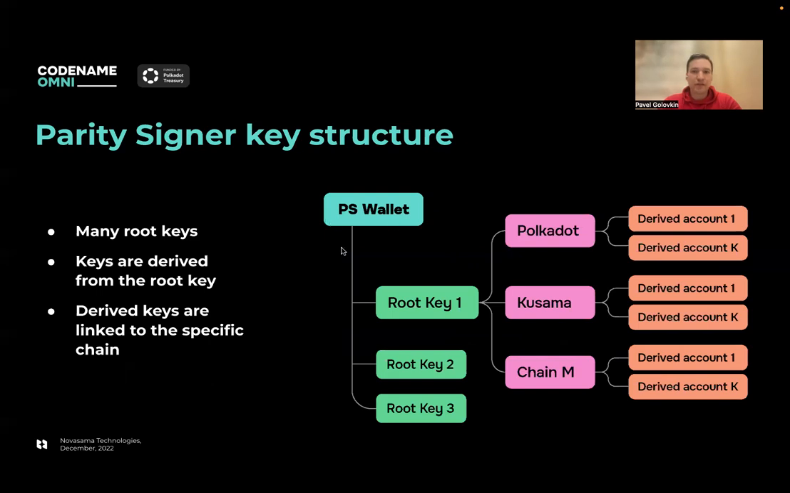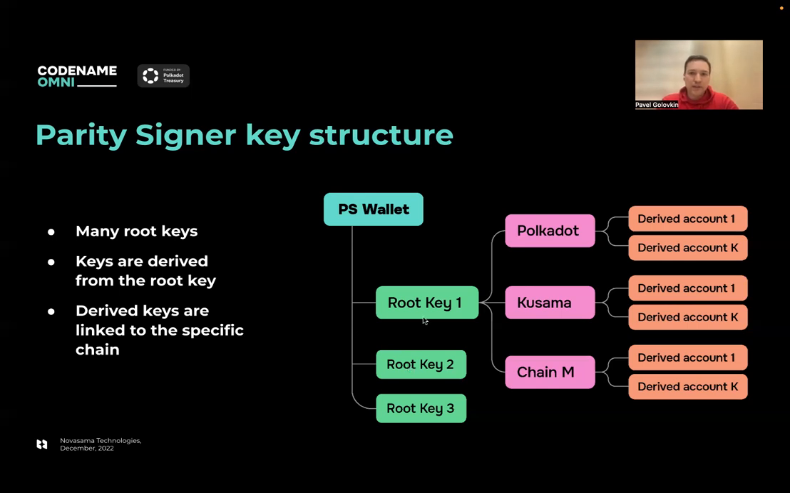So in the Parity Signer application, you can have root keys, and the root keys may be imported using a seed phrase or may be created in the application. And then you're able to add as many chains as you want. And for each chain, for example, for Polkadot or Kusama, you can derive as many accounts as you want. For example, you can derive 3 different accounts for Polkadot using different derivation paths, 5 accounts for Kusama, and for example, 10 accounts for our network. And the same for the root key, for the next key.